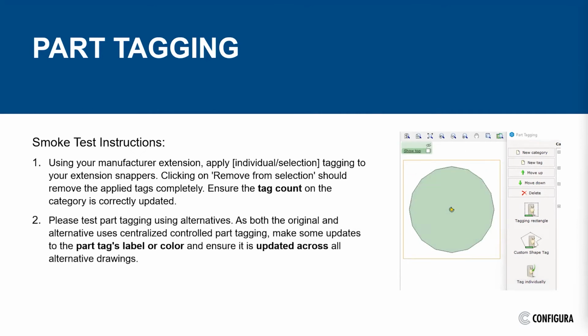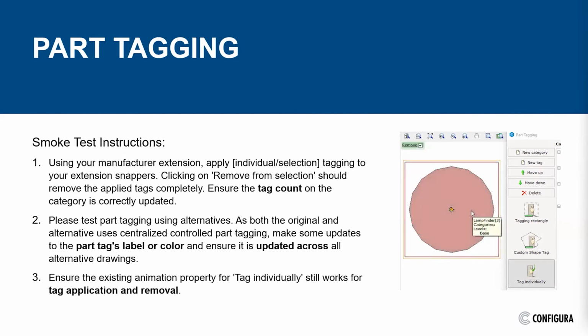And also please test part tagging using alternatives, as both the original and alternatives are using the same part tagging window. Yeah, so it is shared across different alternatives in a session of CET. So make some updates to the part text, label, or color and ensure that it is updated across all alternatives drawings. And lastly, ensure that the existing animation property for the tag individually still works for tag application and removal.